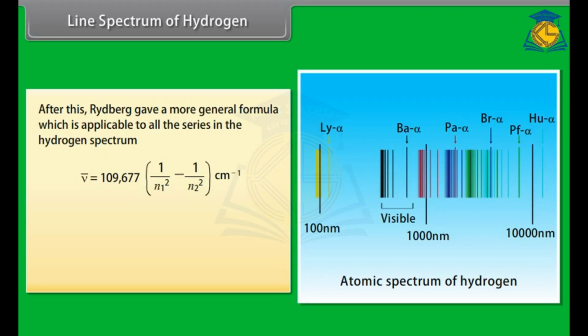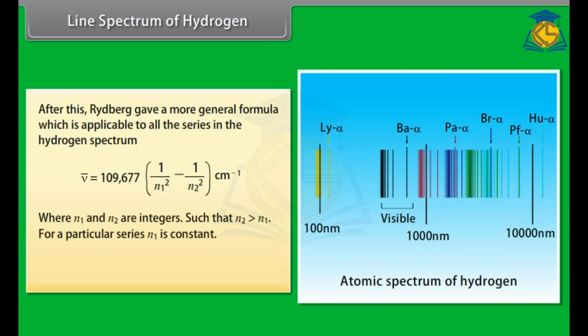Wave number is equal to 109677 into (1 by n1 square minus 1 by n2 square) per centimeter, where n1 and n2 are integers such that n2 is greater than n1. For a particular series, n1 is constant. The value 109677 per centimeter is called the Rydberg constant for hydrogen.